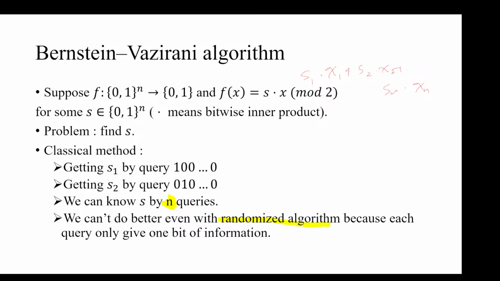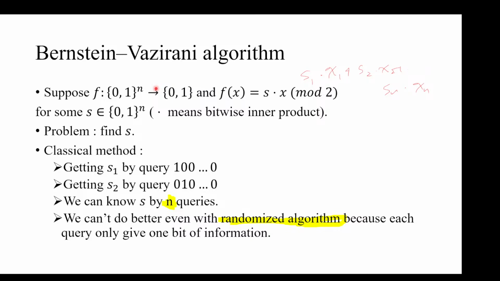We want some problem that even with randomized algorithms you cannot solve very fast, and that's the Bernstein-Vazirani problem. In the Bernstein-Vazirani problem, a classical algorithm always needs n queries to solve it.